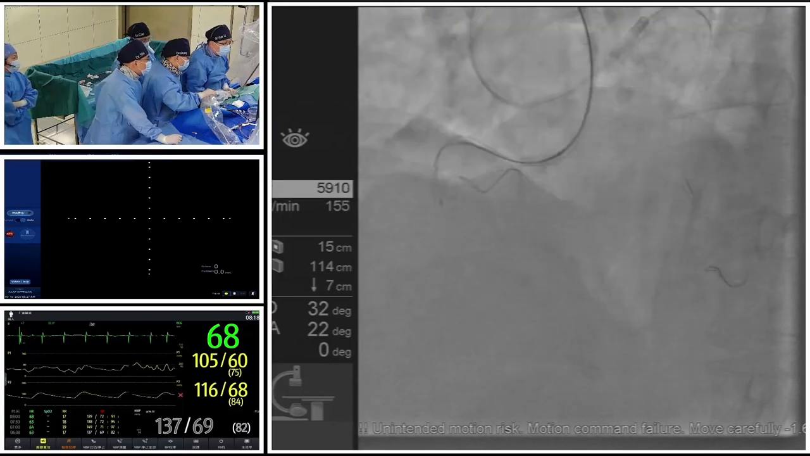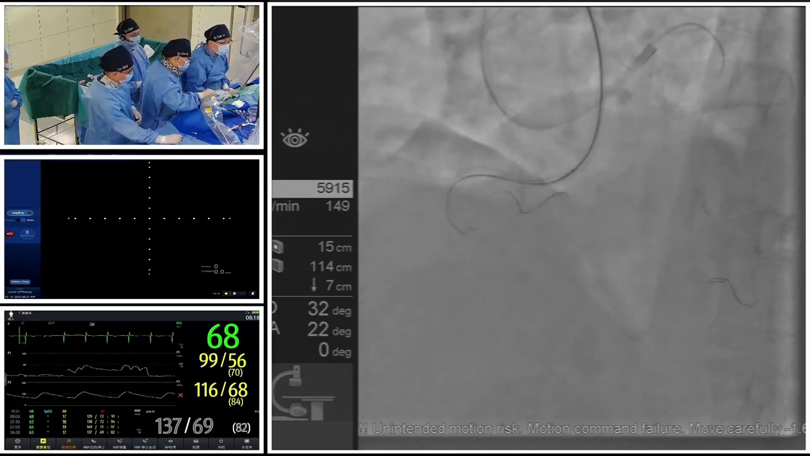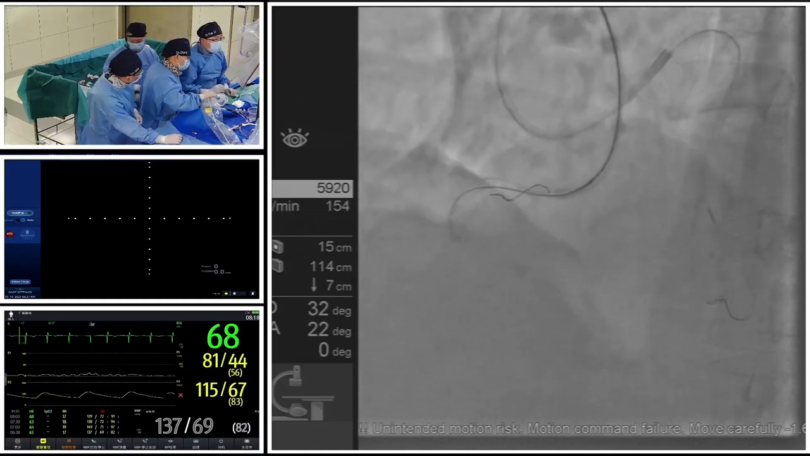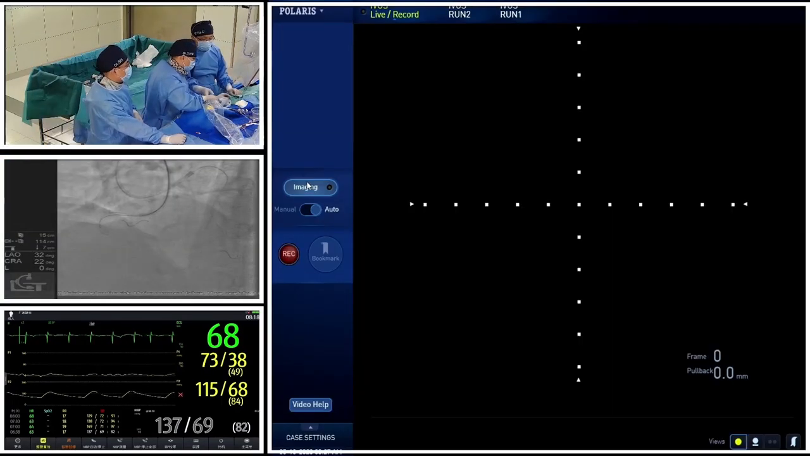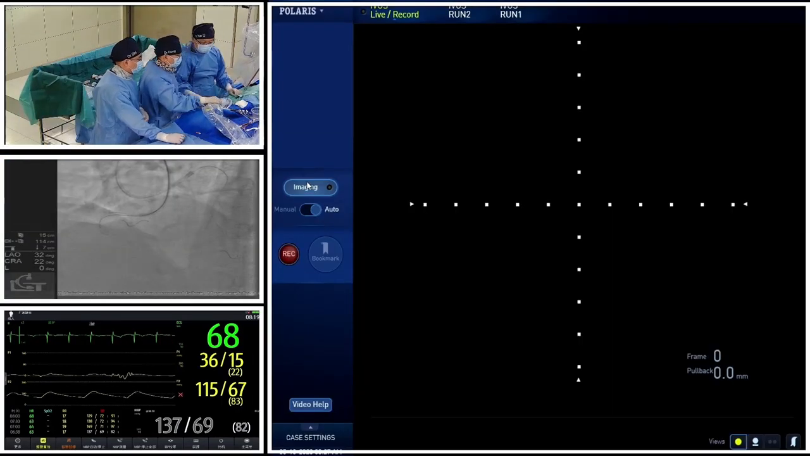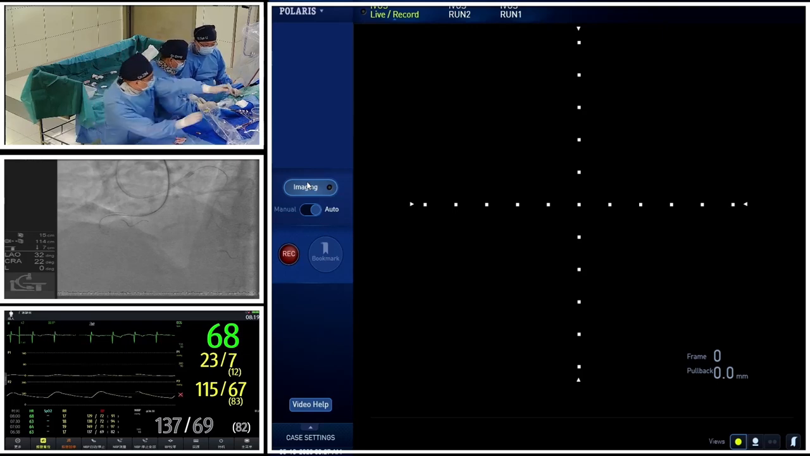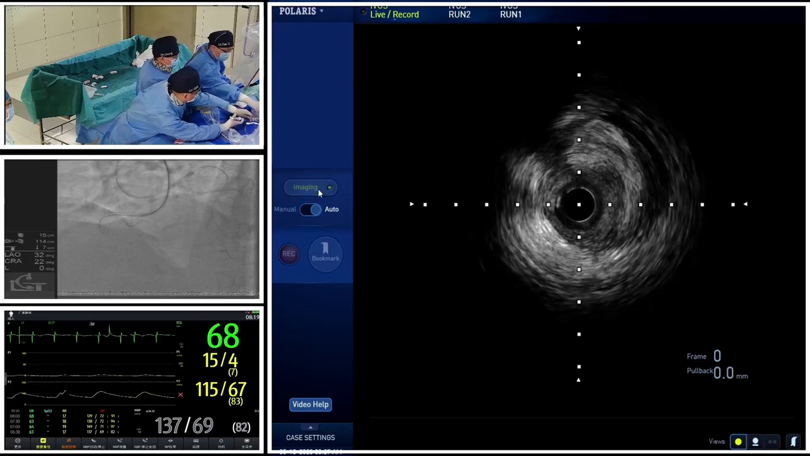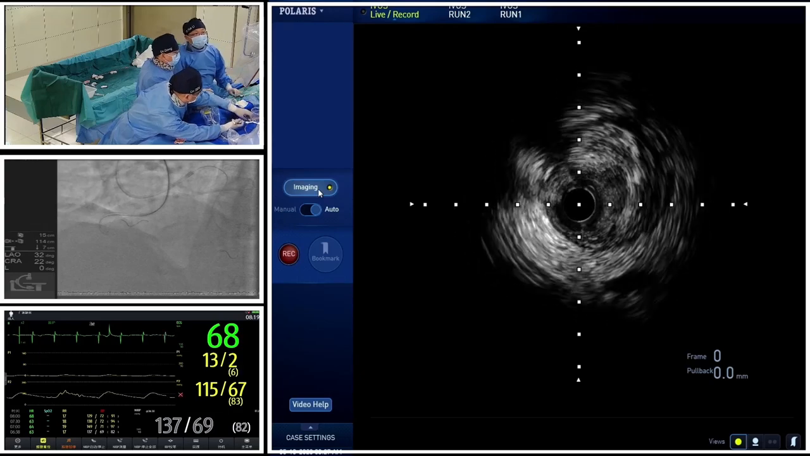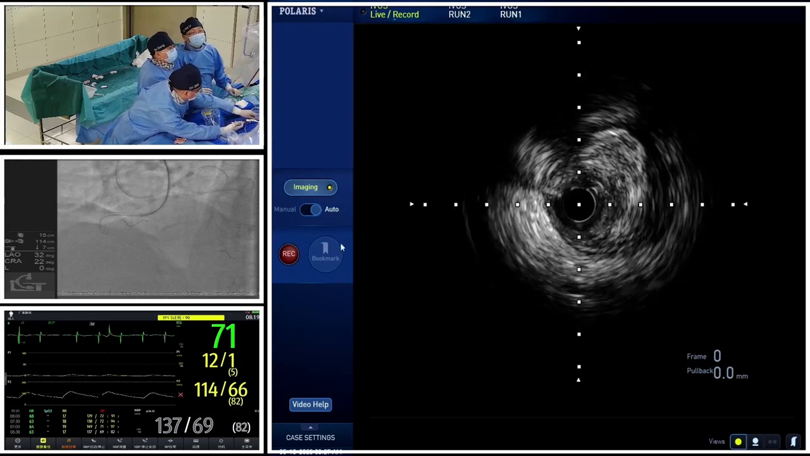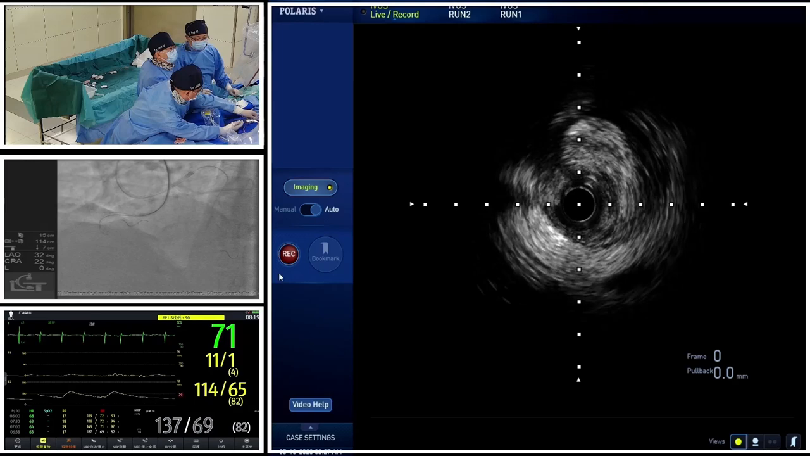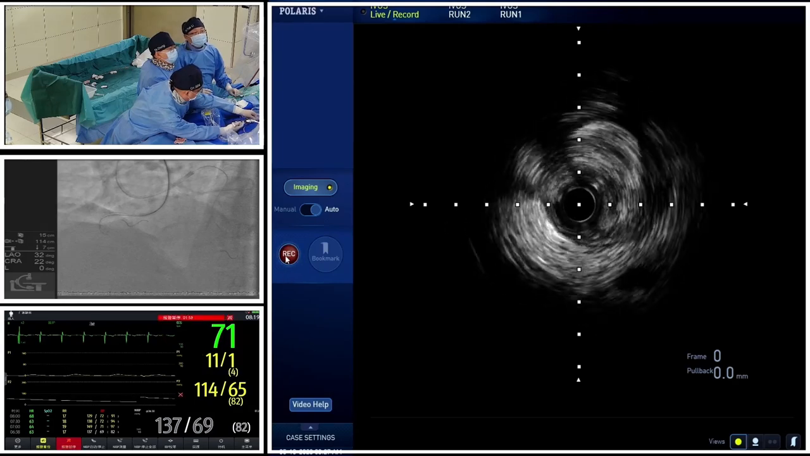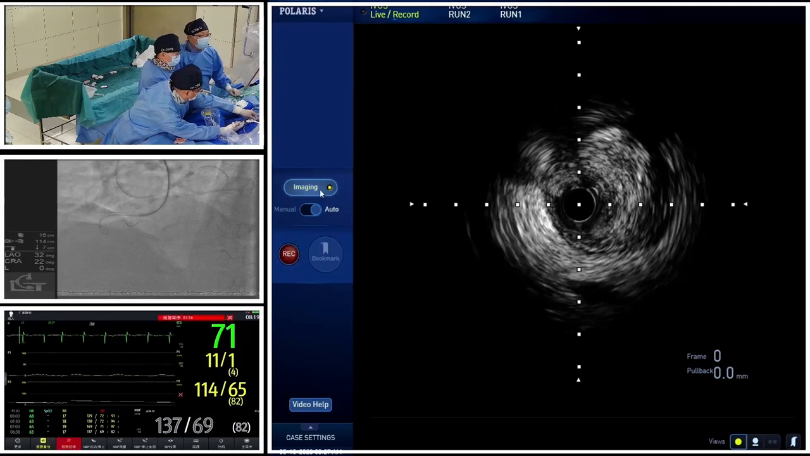Actually, there is a lot of great information in this case. Okay, although, may we try? Let's check whether we reach the spot or not. Be careful with the wire. Okay, let's check the image. So maybe we make a pullback? Okay, I think we should advance a little bit more.